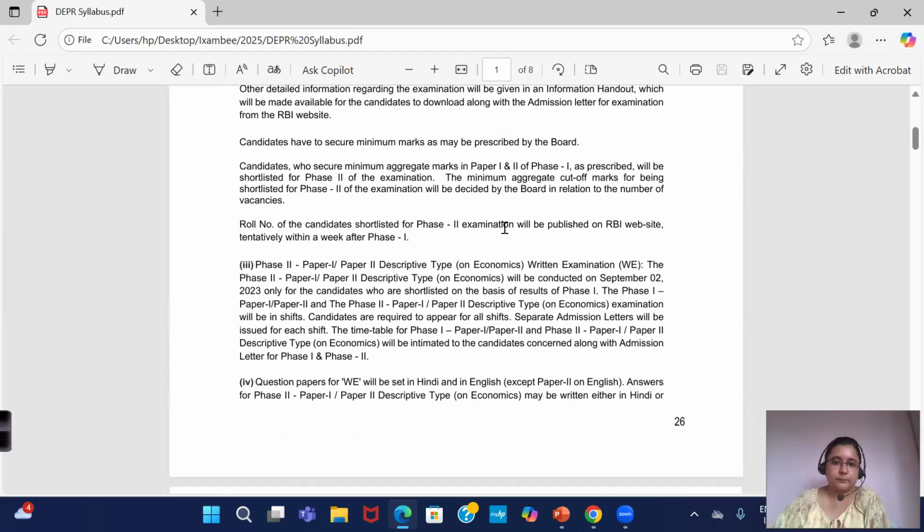Okay. So, candidates who secure the minimum aggregate marks in Paper 1 and Paper 2 of Phase 1 as prescribed will be shortlisted for Phase 2 of the examination. So, with this sentence, you can understand that qualifying the minimum aggregate marks in the Phase 1 examination is very important, because only then you'll be qualified for the next step.